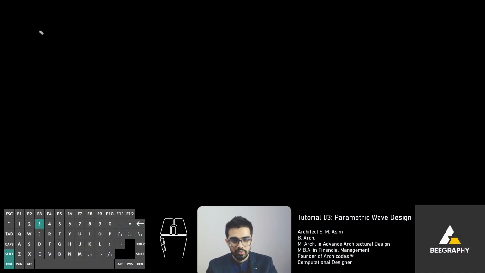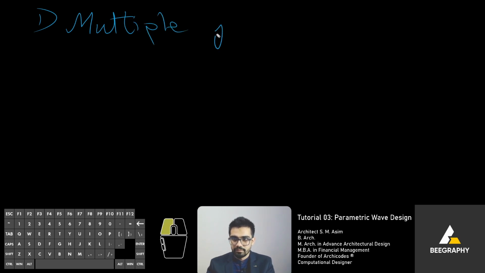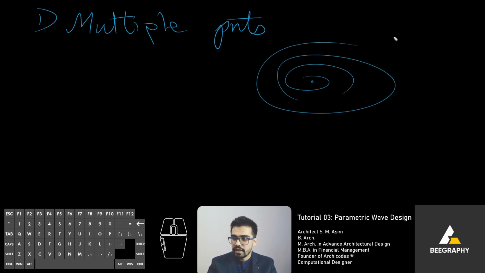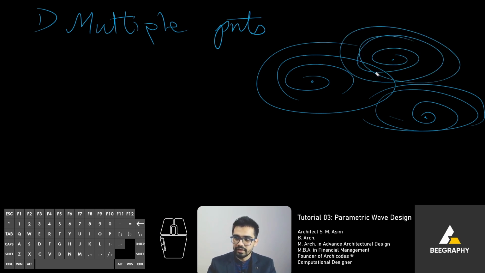We're going to continue from where we left off in the second tutorial, which is the parametric wave design. First of all, let me quickly list down what we are going to look at. Firstly, we are going to add multiple points, multiple ripples. Right now we only have one point and then we've got the ripples going out. Now we are going to have multiple ripple points and they're going to interact and create those interference waves in our wall panel.